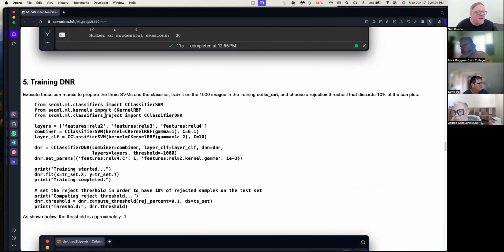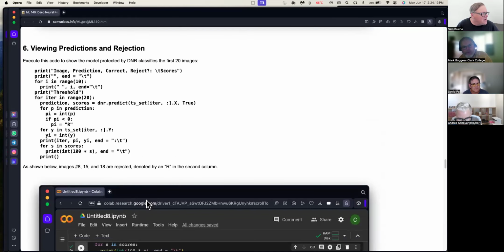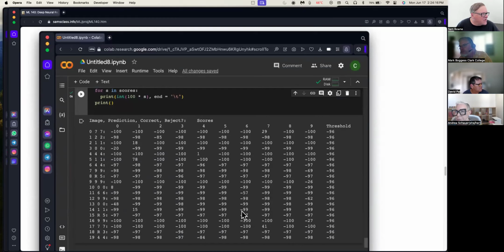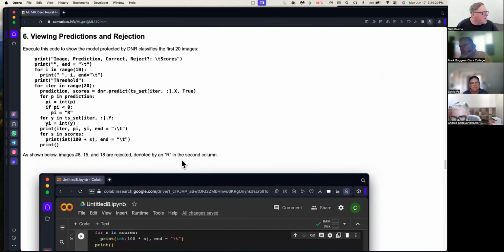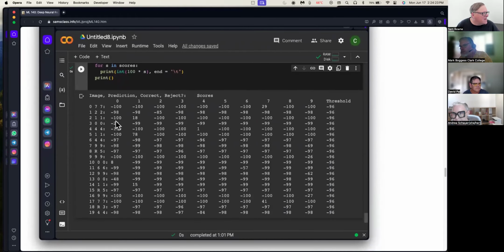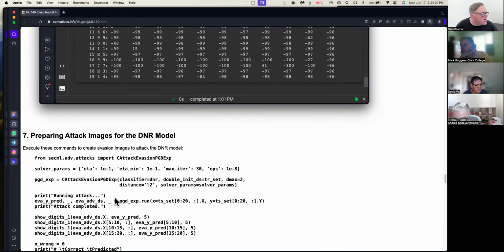So now we add the deep neural rejection. You add the rest that will now measure some parameter of the numbers and throw away the ones that are outliers by 1%. And after you do that, then you'll see, there's an R. Now, see, here's the prediction and the right answer, but for some of them, the prediction is now R, which means it rejected this image. It noticed this image was an outlier. So several of the images, it did reject them.